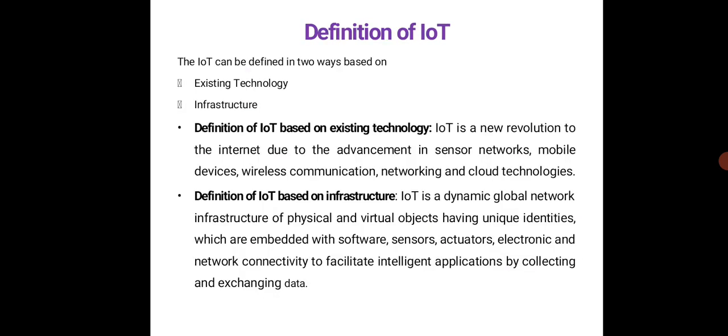How do we define an IoT? It can be defined in two ways: based on existing technology, and based on infrastructure. What is the definition based on existing technology? It is a new revolution of the internet due to the advancement in sensor networks, mobile devices, wireless communication, networking, and cloud technologies. Whereas based on infrastructure, how can this be defined?